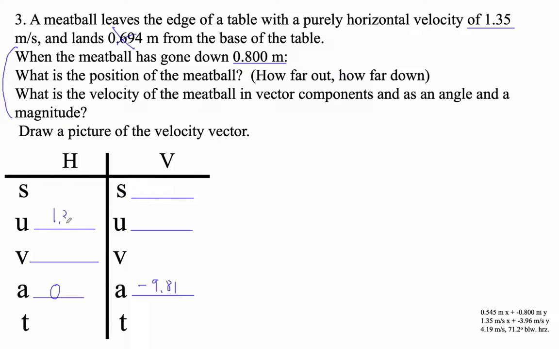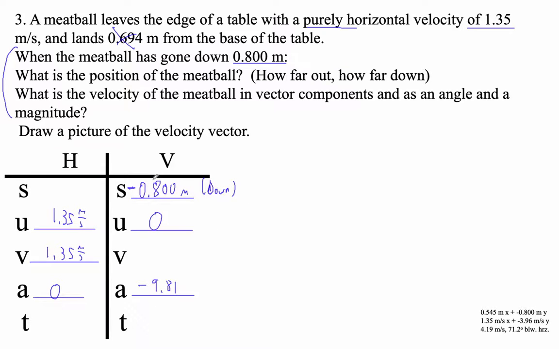1.35 must be our horizontal velocity for the whole time, because there's no acceleration. We're ignoring air friction or any jet propulsion. It has a purely horizontal velocity, so there's no vertical component initially. And then it goes down 0.800. Down is what the minus means, it's negative because it's down.